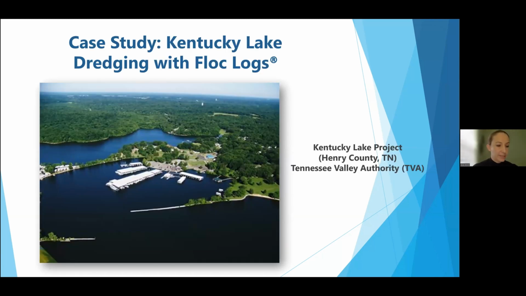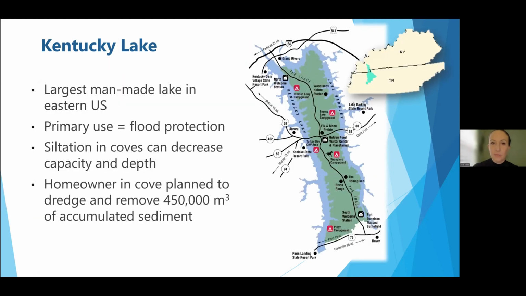So the last case study that I wanted to go through was in Tennessee. This is the Kentucky Lake dredging, where we used both flock logs and the silt stop powder. This project specifically is a good example because it uses a few of those different basic polymer enhanced BMPs together in what we refer to as a treatment train to get the best results.